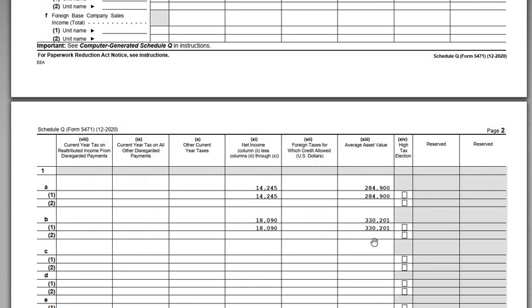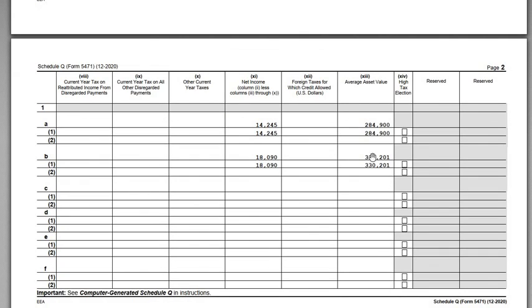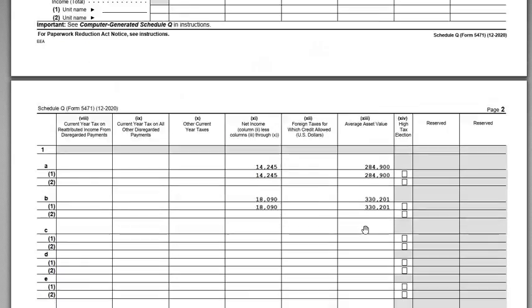I've seen the computation done a number of ways. Some people use quarterly amounts. Just use something that's reasonable to arrive at something that's appropriate for an average asset value figure. And so that's why we've entered those there. And then that's the end of it.